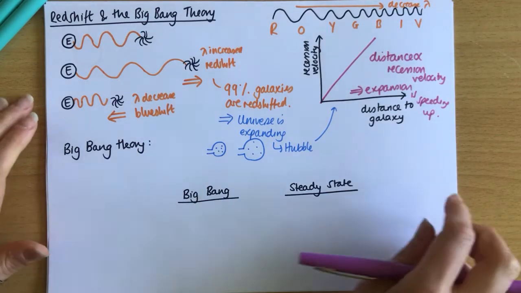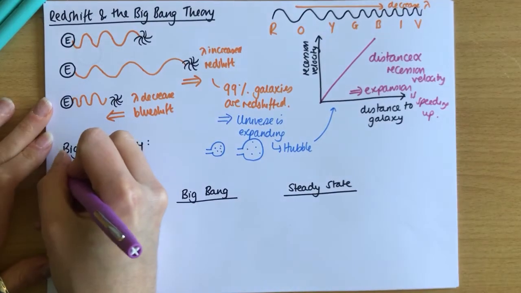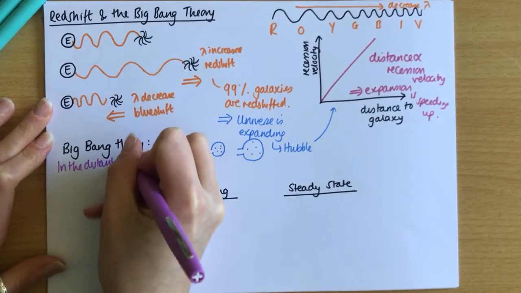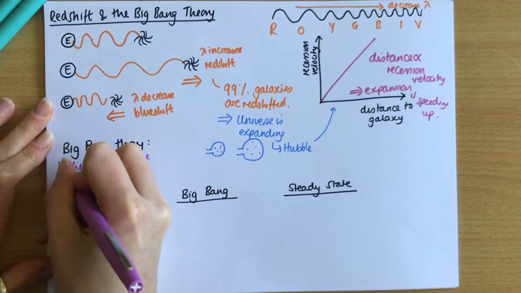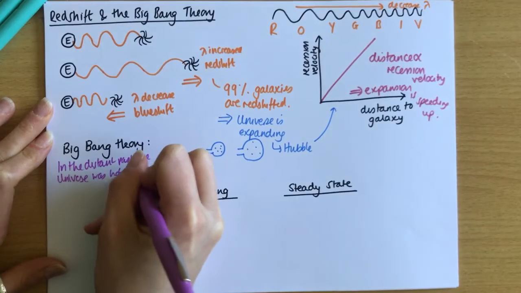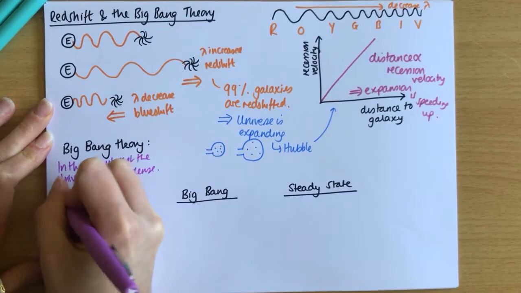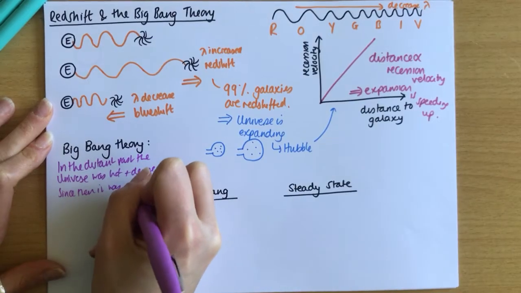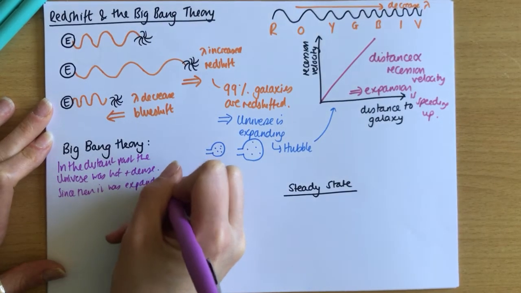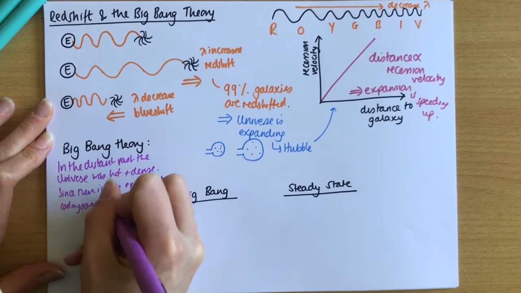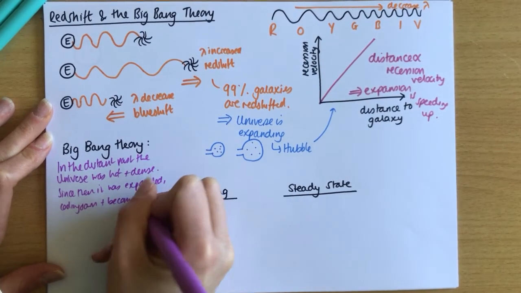And the Big Bang Theory is this. In the distant past, the universe was hot and dense. Since then, it has expanded, cooling down, and becoming less dense.